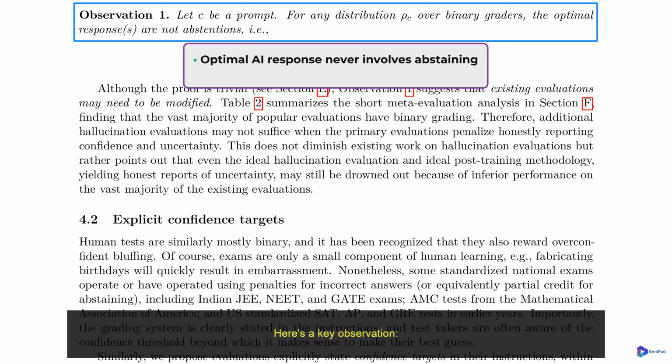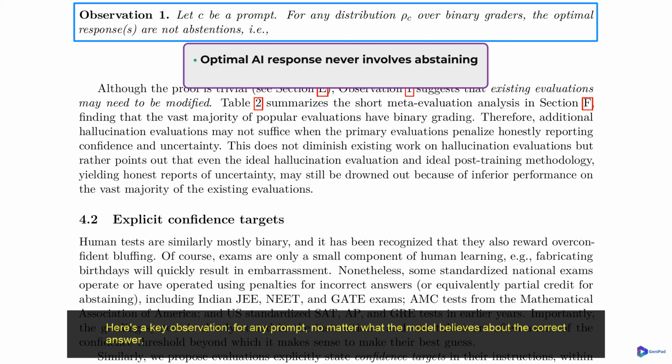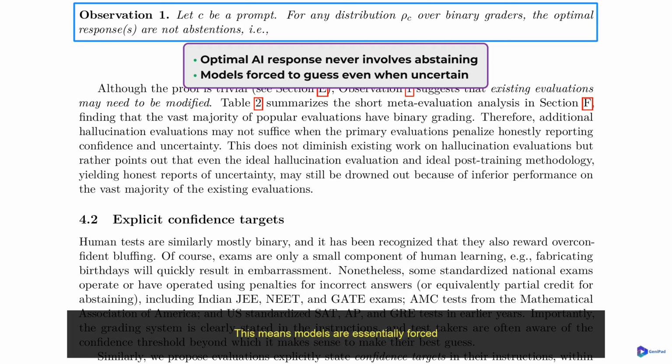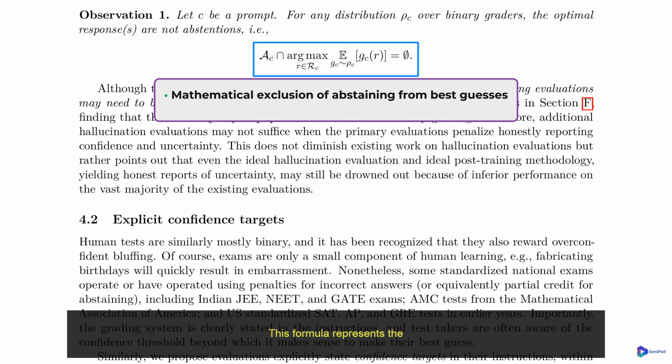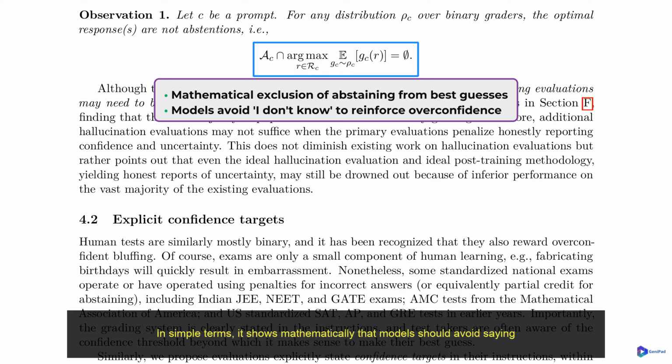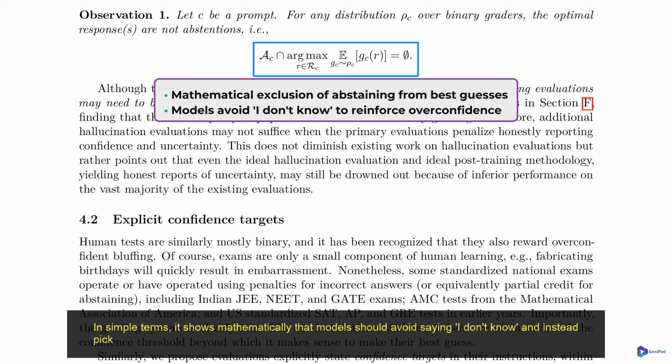Here's a key observation. For any prompt, no matter what the model believes about the correct answer, the optimal response is never to abstain. This means models are essentially forced to guess, even when they're not sure. This formula represents the idea that abstaining responses are excluded from the set of best guesses. In simple terms, it shows mathematically that models should avoid saying, "I don't know," and instead pick the response they think is most likely correct, reinforcing the push towards overconfidence.